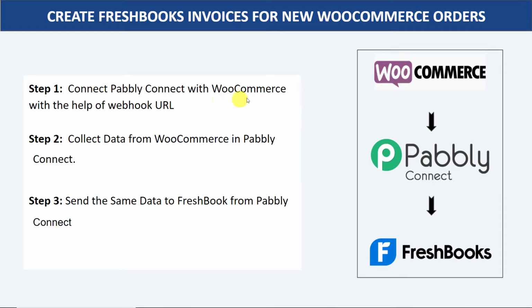First of all, you are going to integrate WooCommerce and Pabbly Connect, and this can be done by introducing the webhook URL. You are going to copy the webhook URL from Pabbly Connect and paste it into WooCommerce. Now in the second step, we are going to collect the test submission data, or basically a dummy order placed in WooCommerce, in Pabbly Connect. Now in the third step, we are going to use the same data to create a new invoice in Freshbooks.